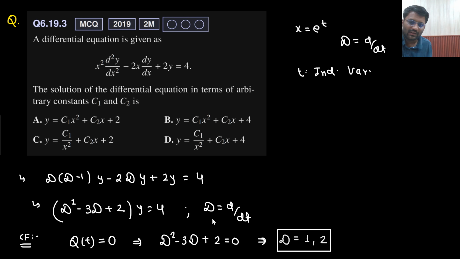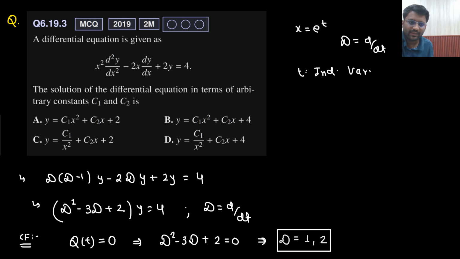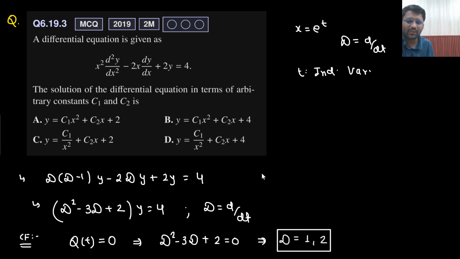Okay. What about PI? Let's find out the PI now, the particular integral. When I need to find a particular integral, what will I do, sir? 4 upon d square minus 3d plus 2, and 4 can be treated as 4 e to the power 0t. Why is that so? Because everything is going in t now. In place of d, I will put 0. So when I put 0, I get y PI equals 4 by 2, which is equal to 2 only.